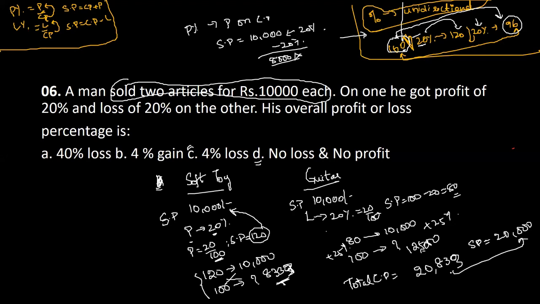So now this is the difference. The total cost price you got is 20,833, and the selling price is 20,000 only. That means what? Did you get a gain or a loss? Obviously, you are at a loss. How much is the loss now? 833 out of a total cost price of 20,833. Now, can you find out what the loss percentage is on this one?